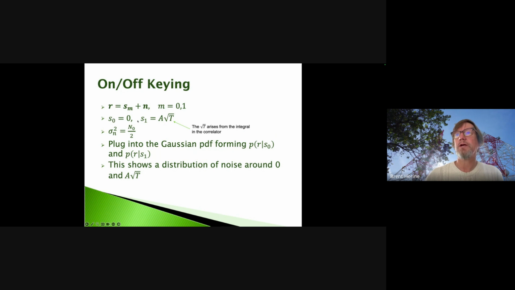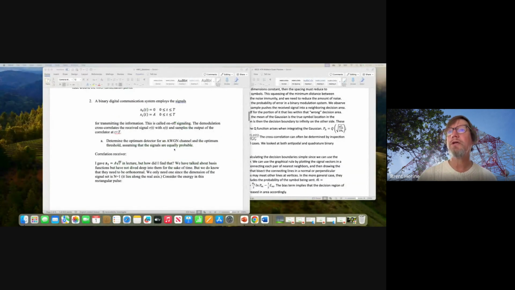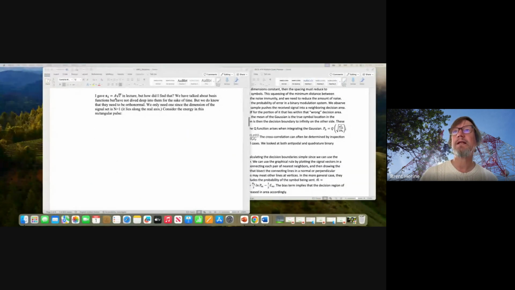These are actually vectors here. S0 is zero, and S1 is A times the square root of T. Now this square root of T arises because of deriving the basis function for this and making sure the energy works out, right? So you've got amplitude and a time. So if you look here, I kind of explained this. I gave S1 equal to this in lecture, but how did I find that?